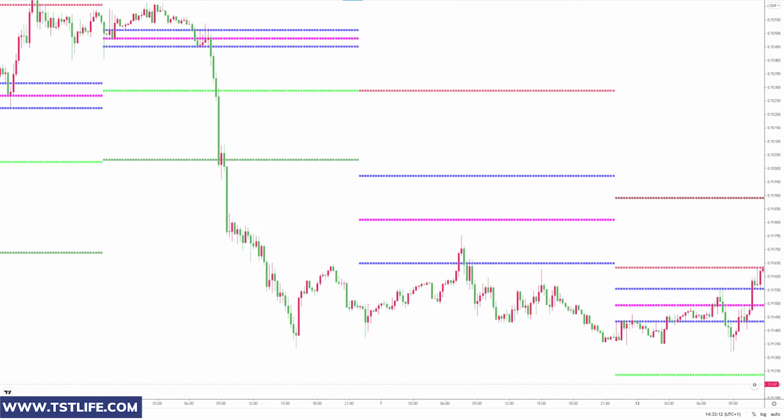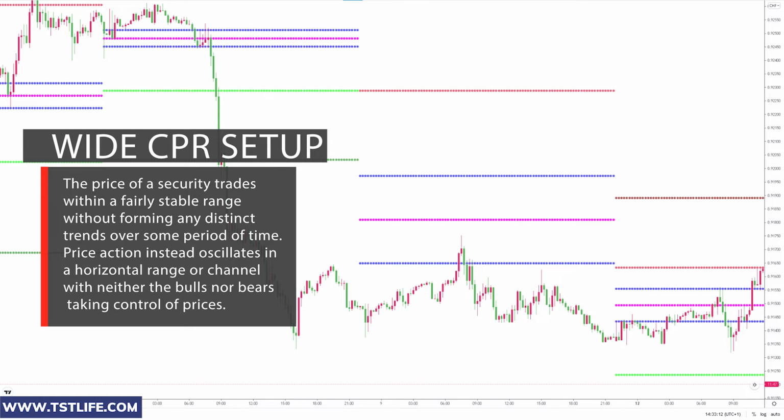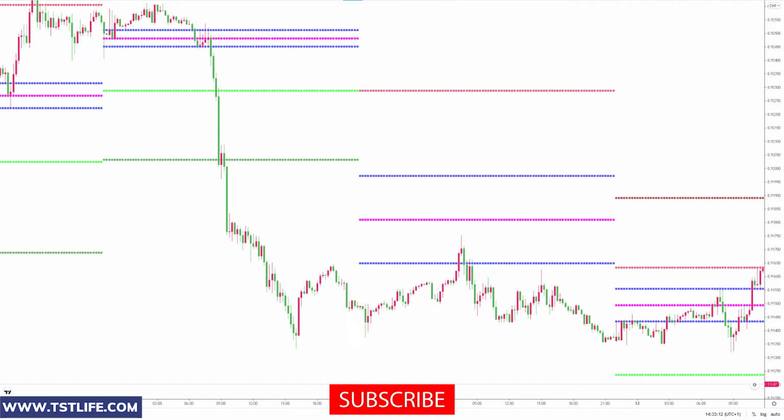On the other hand, when the CPR is wide and the distance between TC and BC lines is relatively higher, it indicates a sideways market. The price in this situation will have more respect for the key levels. Therefore, you can rely on the CPR range as important support or resistance zones and use a sideways trading strategy.